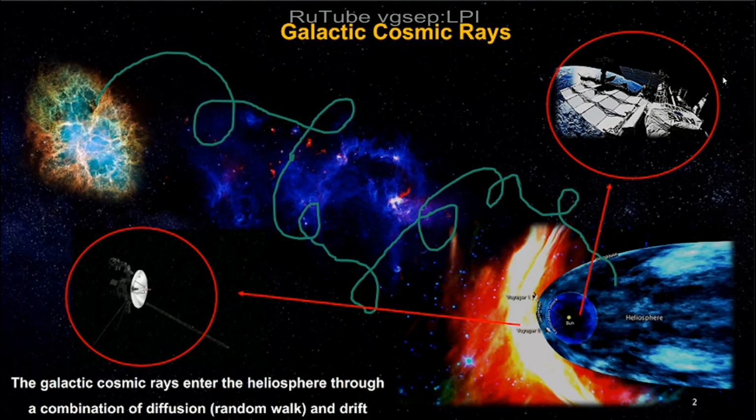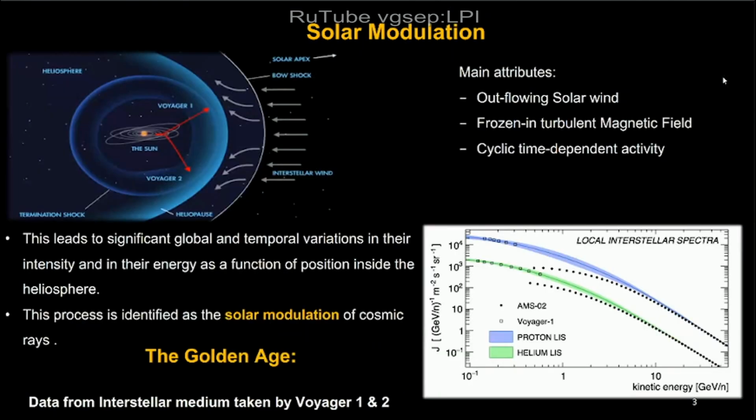and Voyagers reported, and also measured, the fluxes for the protons, for instance, outside the heliosphere, and some experiments like AMS and Pamela measured the intensity and the fluxes of cosmic rays like protons inside the heliosphere, close to the Earth. And we know once the cosmic rays enter the heliosphere, they interact with the magnetic field and also the solar winds. This interaction will cause some significant global and temporal variation in their intensity as a function of space and time and in their energy.